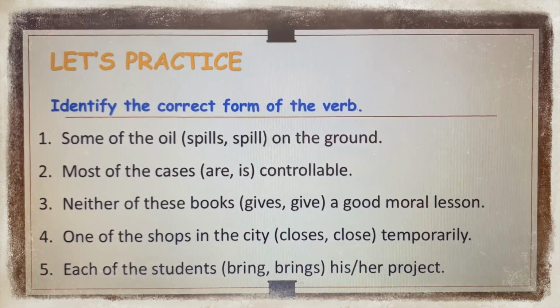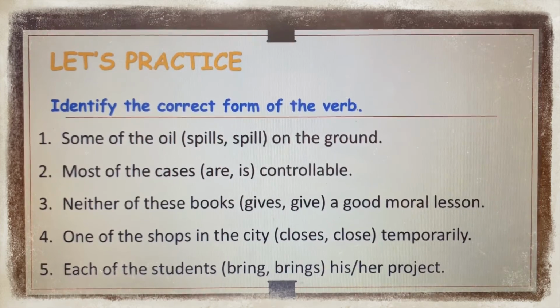If you use indefinite pronouns like all, none, some, so always check the object of the preposition. If the object of the preposition is uncountable, like say for example, sugar, water, oil, these are uncountable nouns. So you need to take the singular form of the verb.